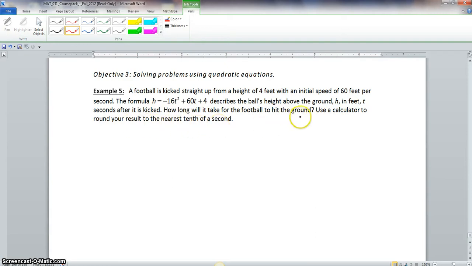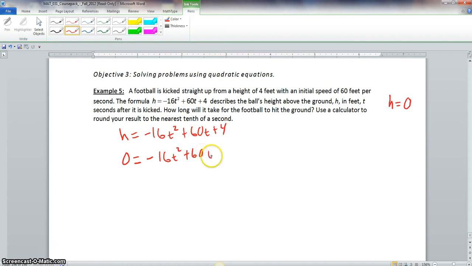Okay, first of all, if the ball hits the ground, then how far above the ground is it? Okay, you're right, it is 0. So we know our height is going to be 0. So what we have to do here is, with this formula, we will substitute in 0 for h and then solve for t. So we have 0 is equal to negative 16t squared plus 60t plus 4.